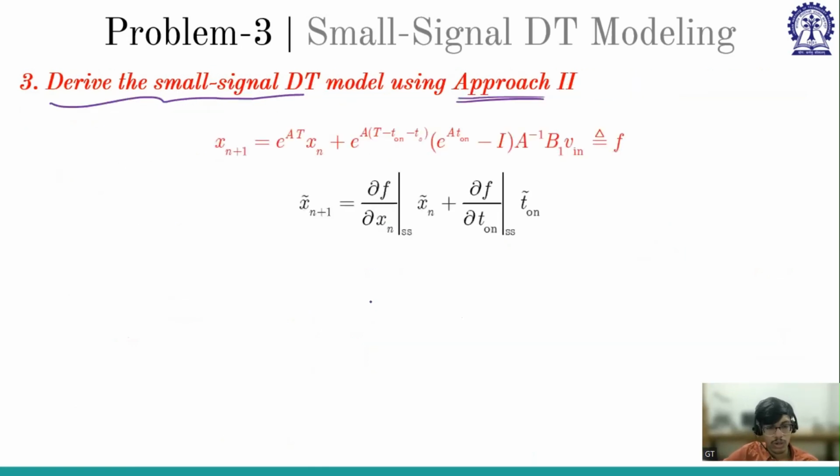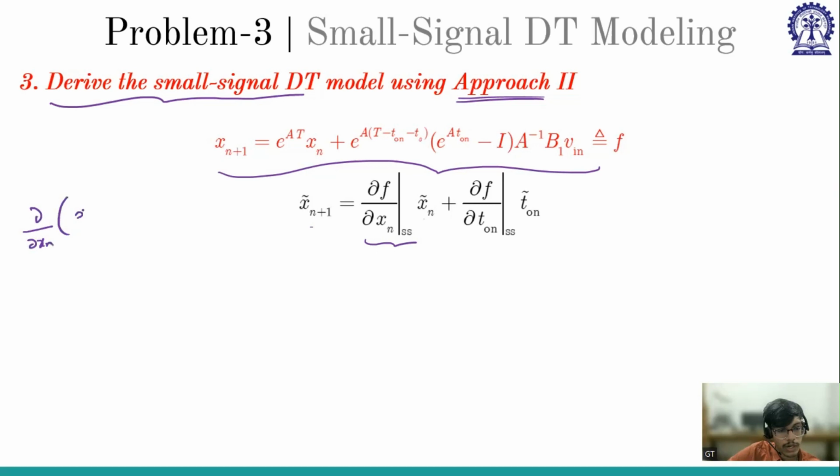Okay, so I am asking you to derive the small signal DT model using approach 2. I have given the large signal model. I want the small signal model, which is xn plus 1 perturb equal to something into xn perturb plus something else into t on perturb. So for xn perturb, for this constant, I have to differentiate it with xn. So the second term becomes 0. So I'll get dou by dou xn of e to the power AT xn. So this is e to the power AT into xn perturb. So this is my first expression.